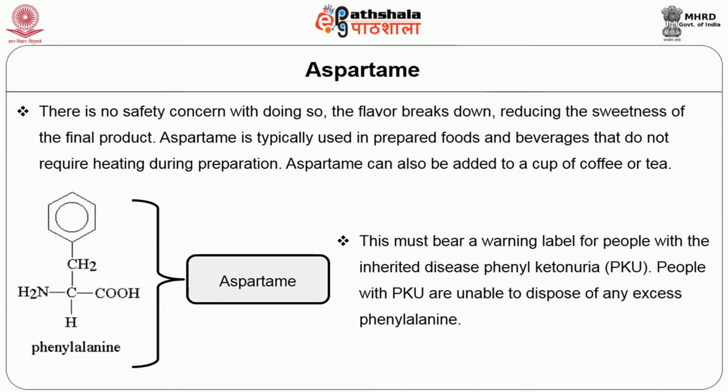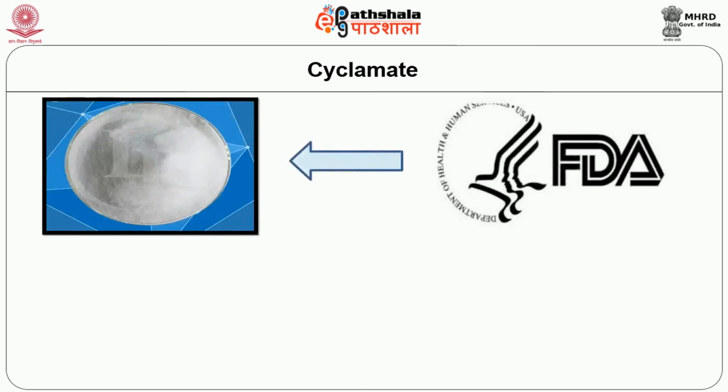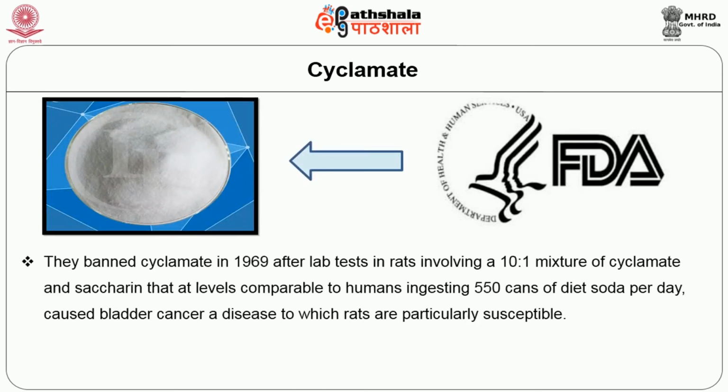Now, when we look into the next non-nutritive sweetener, cyclamate, in the United States, the Food and Drug Administration (FDA) banned the sale of cyclamate in 1969 after lab tests in rats. The animal studies involving a 10:1 mixture of cyclamate and saccharin, at levels comparable to humans ingesting 550 cans of diet soda per day, caused bladder cancer, a disease which can lead to death in particularly susceptible individuals.